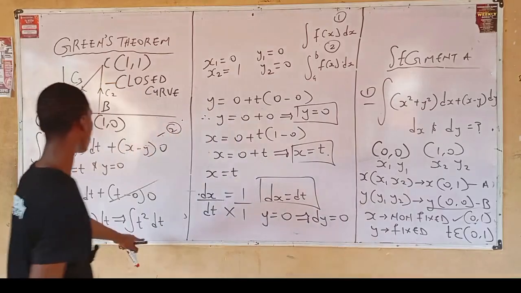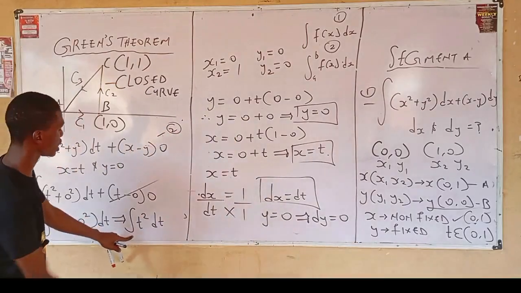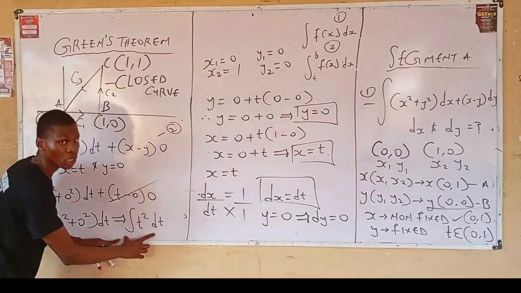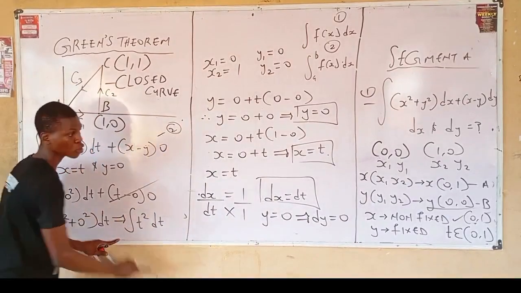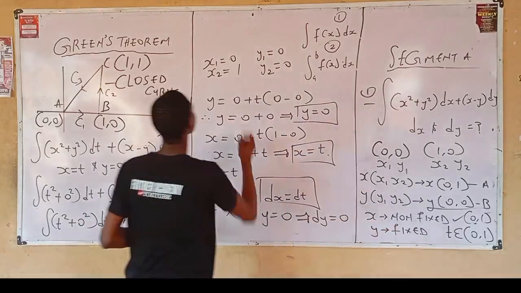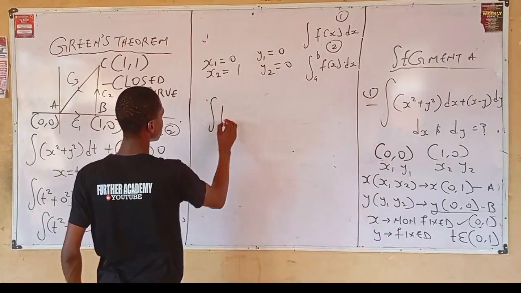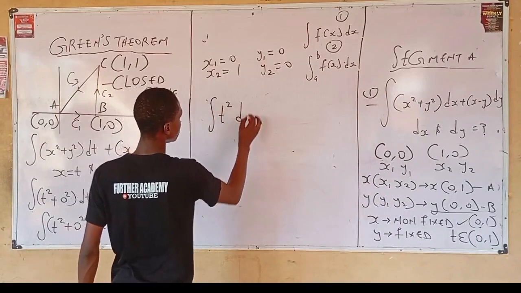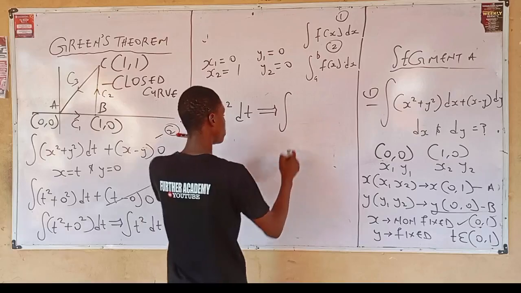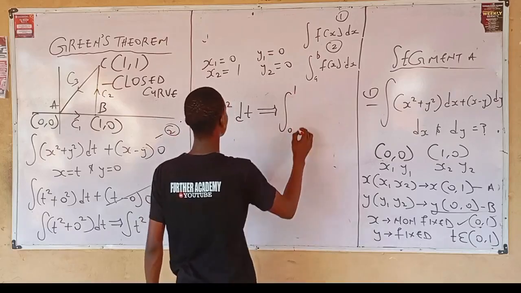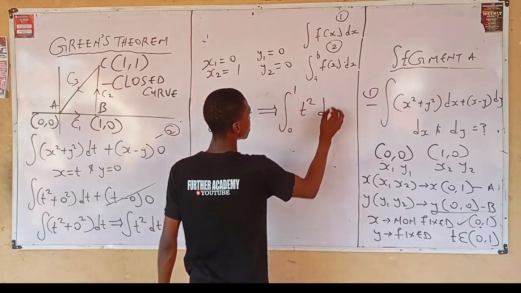Now, back to what we got here. It means that from segment A, I got this, right? I would have integrated, but I don't have my limit. So introducing this limit, I have integral t squared dt, which implies integral from 0 to 1 of t squared dt.